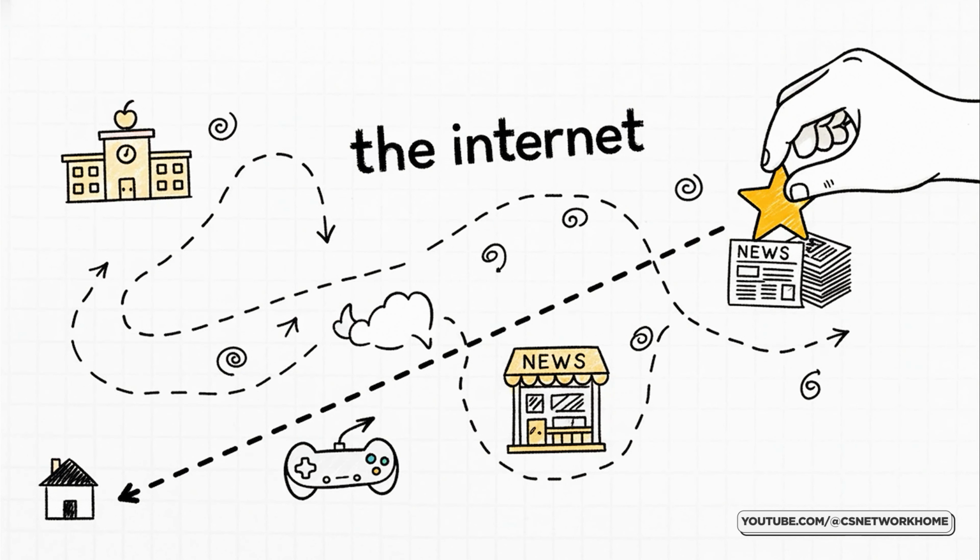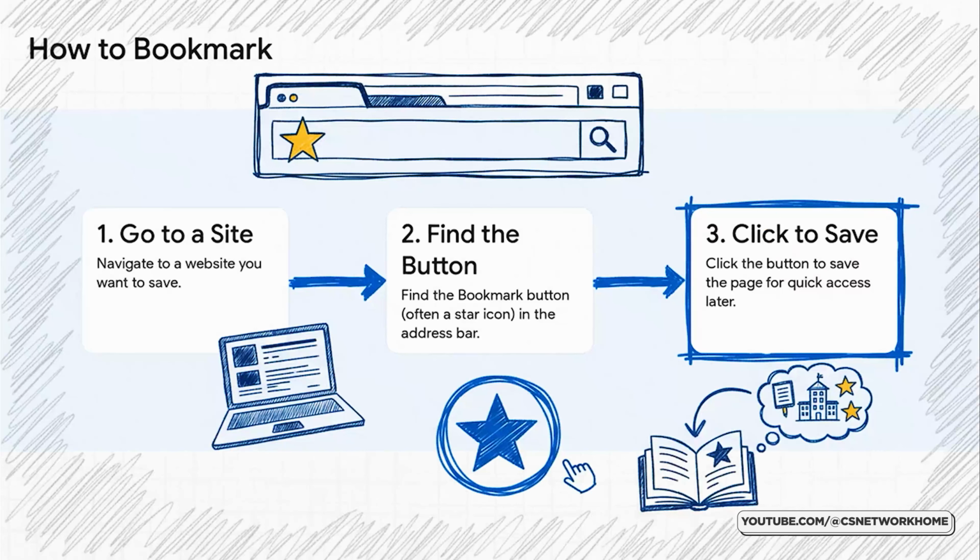So, you found an awesome website, a perfect resource for that paper you're writing, or maybe your new favorite blog. How do you make sure you can find it again without trying to remember some long, complicated address? Well, that's where our next skill comes in, bookmarking. It's basically like putting a digital pin on your map to mark your favorite spots so you can go back to them whenever you want, instantly.